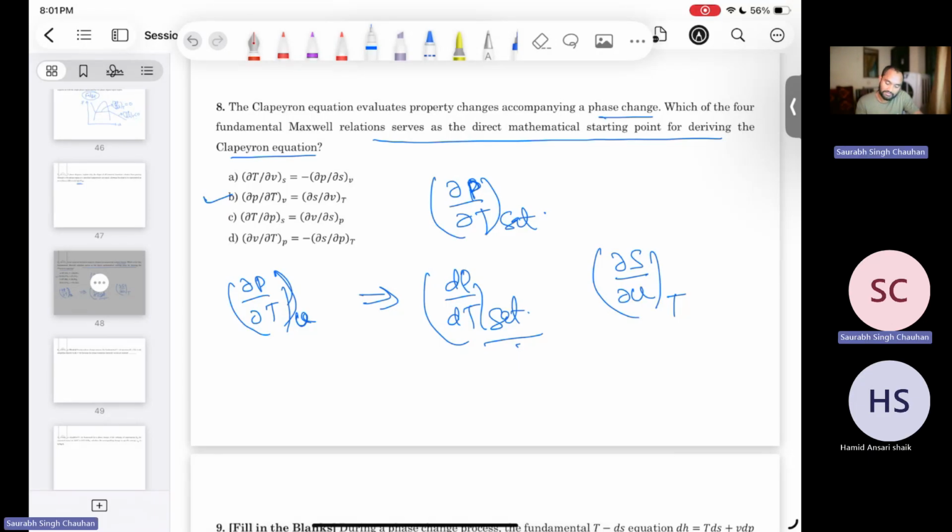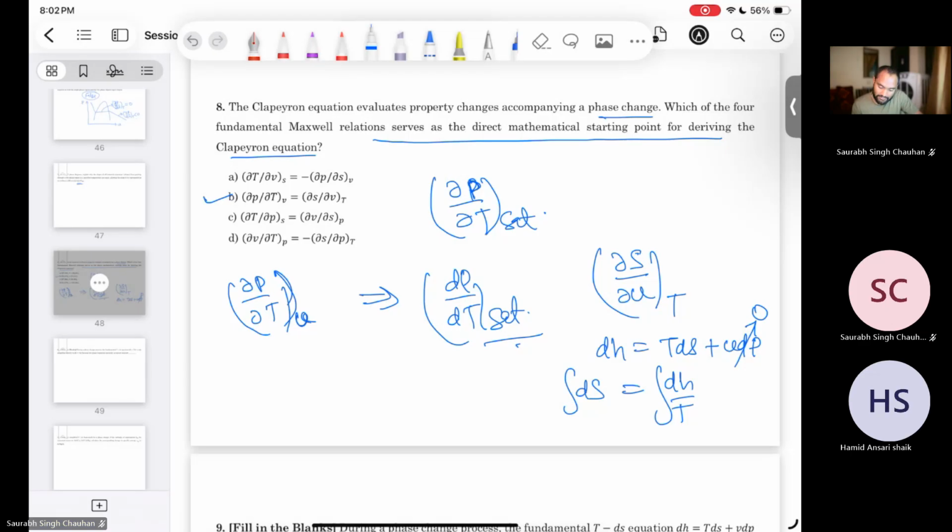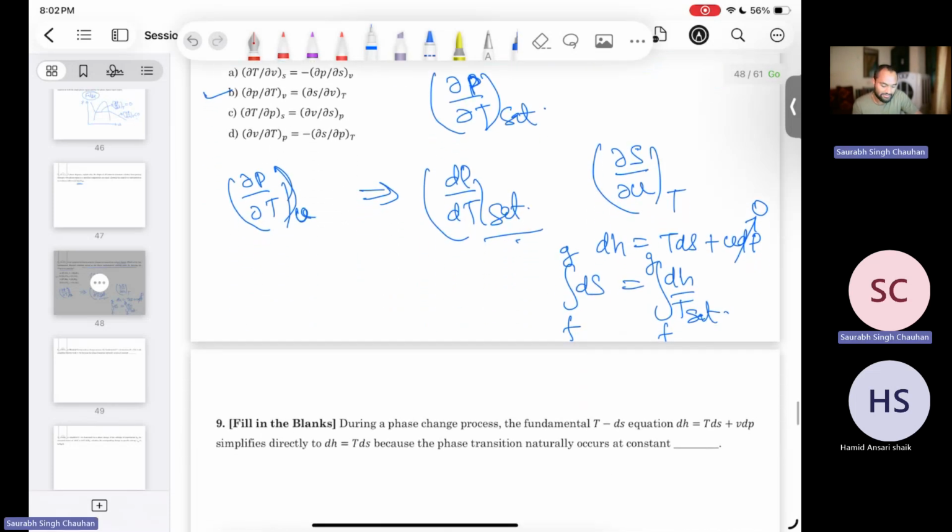For this we don't want entropy anymore, so we will use dh. dh will be T ds plus v dp. And if you fix the temperature, then the pressure change will be zero. So dh is equal to T ds. So ds by dh you can integrate, it will be dh by T, the entropy change from liquid to gas. Okay, and temperature is constant. You can take it out because it is the saturation temperature. I'm not writing about it. You can find it in the book.